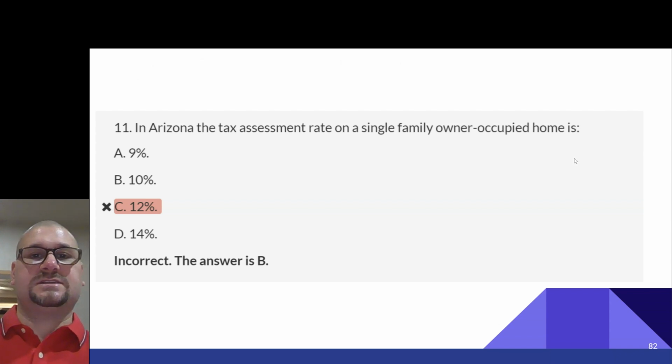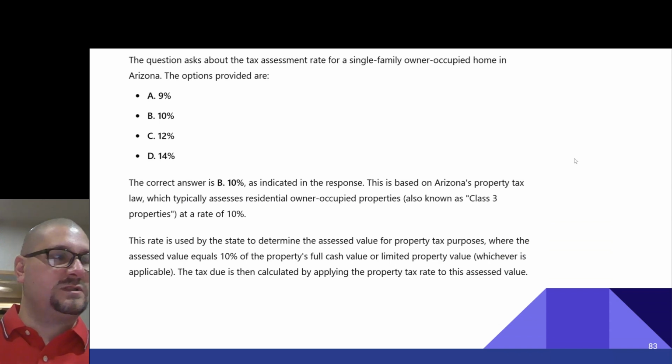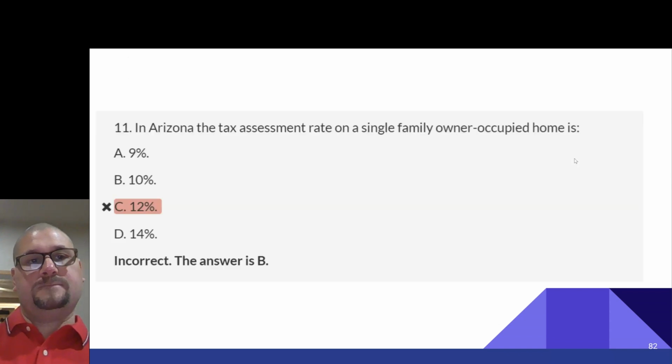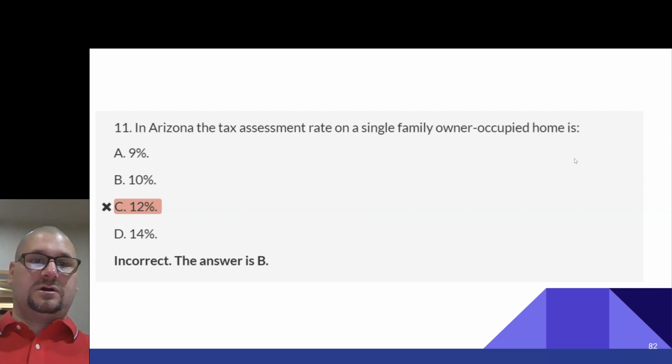In Arizona, the tax assessment rate on a single-family owner-occupied home is, bravo. So this is based on Arizona property tax law, which typically assesses residential owner-occupied properties, also known as Class 3. I think it's Class 1, actually, at a rate of 10%. So in Arizona, the tax assessment rate on a single-family owner-occupied home is 10%, based on Arizona tax law. Right?